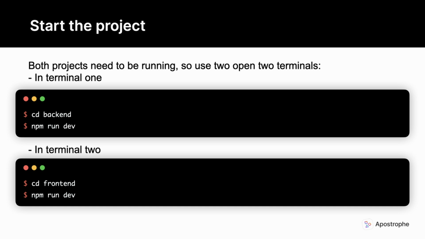You'll see some console output as the server initializes and connects to your Mongo database. Then, in a second terminal, you'll start the front-end Astro server. You'll navigate to the front-end directory and run its development script. This will launch your Astro front end on port 4321 by default.